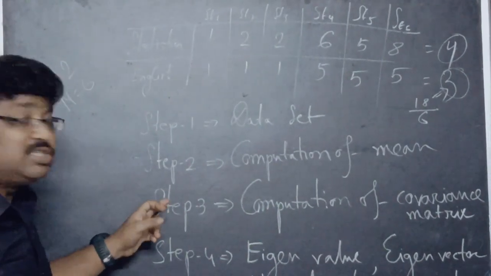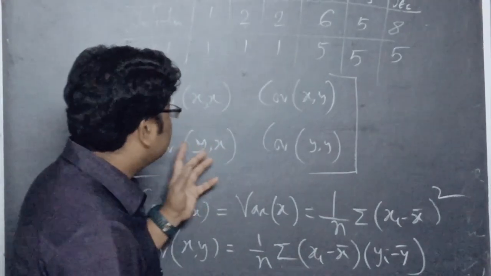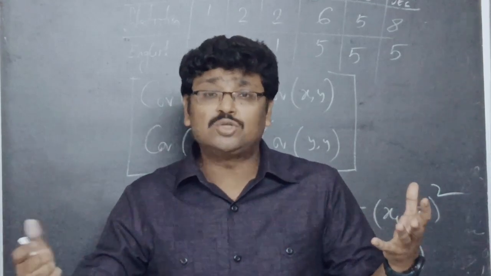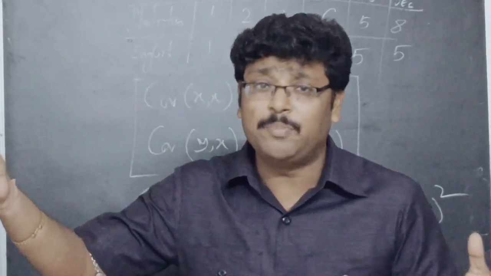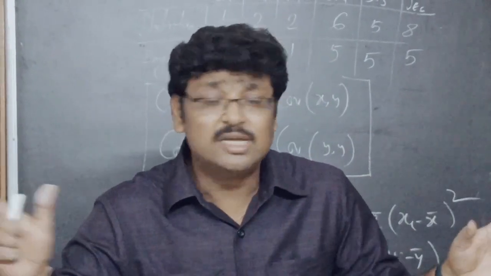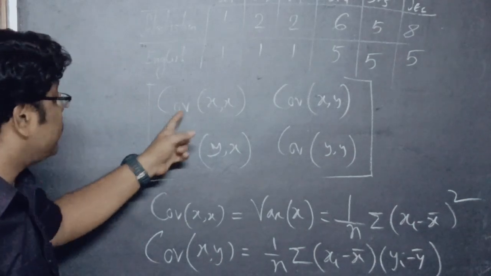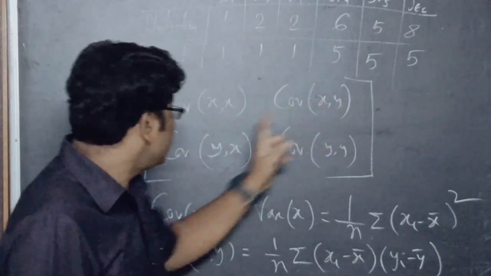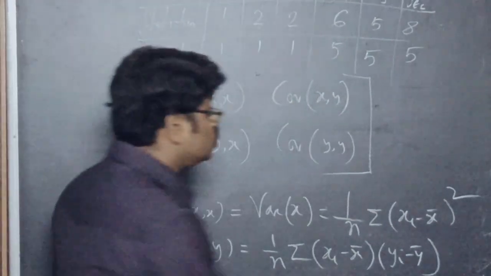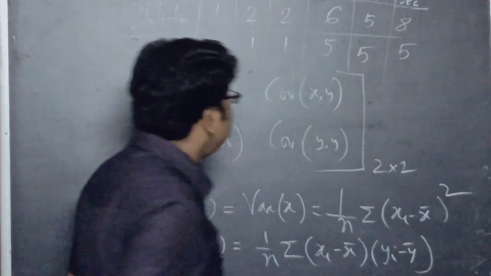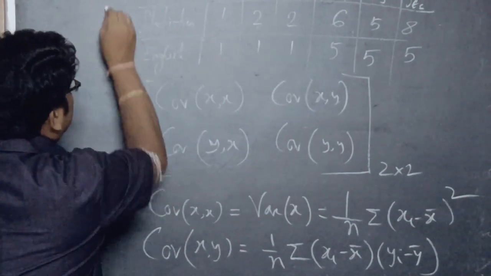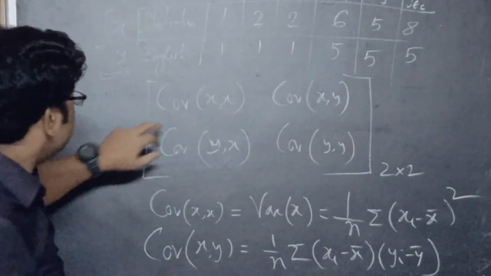Now we will follow the next step. The third step is the computation of the covariance matrix, because for principal component analysis, we have to construct the covariance matrix. This is the covariance matrix: covariance XX, covariance XY, covariance YX, covariance YY. This is a 2 by 2 square matrix. X is nothing but statistics, and Y is nothing but English.